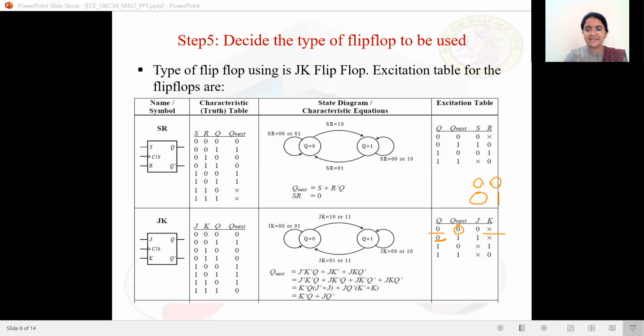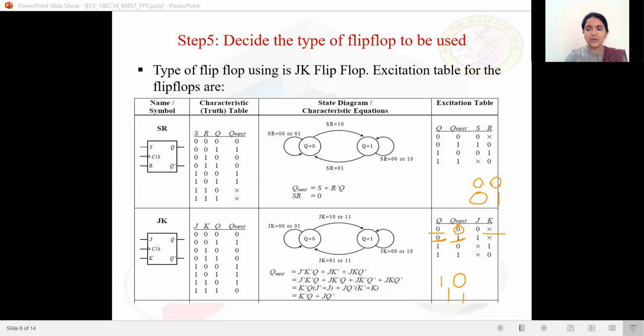When the present state is 0, and you want to get the next state as 1, what should be the inputs for the JK flip-flop? If you want to set the flip-flop, you have to input 1, 0 to the JK flip-flop. Otherwise, we have to toggle, because the present state is 0. If you input 1, 1, it will toggle the state and you will get 1.